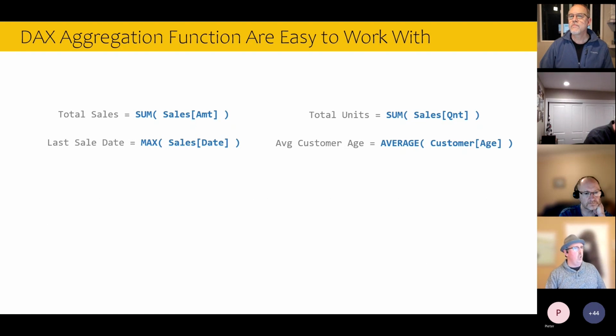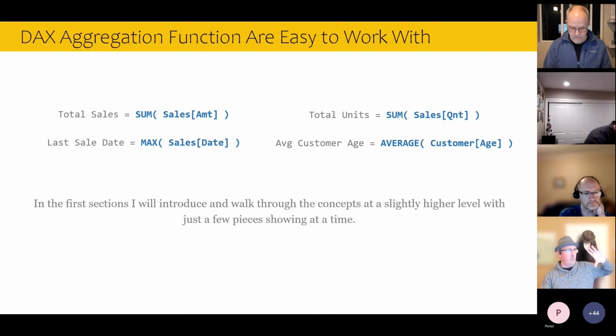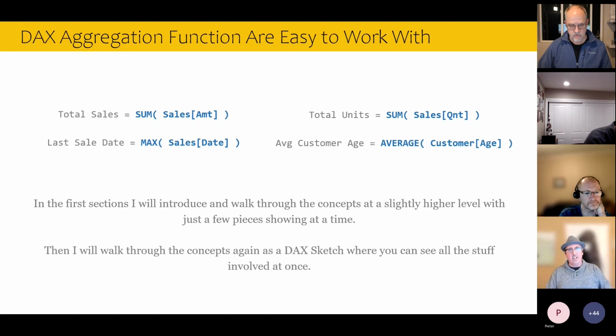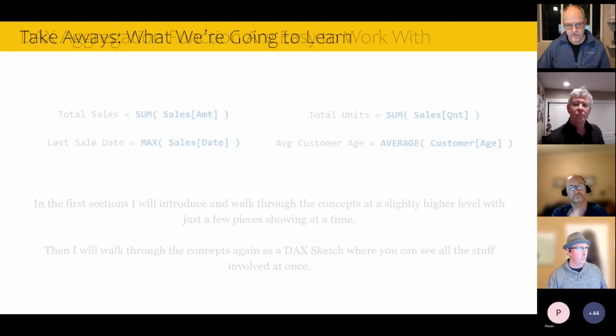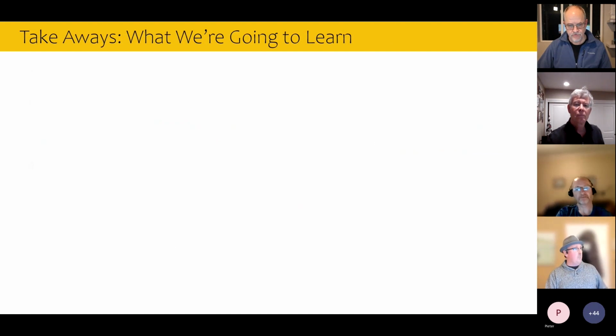Okay, so in the first section, we're going to kind of do the same thing twice. In the first section, I'm going to introduce the concepts at a slightly higher level, and I'm just going to show a couple pieces at a time. Then after I've done that, I'm going to circle back and do the exact same thing again, but I'm going to do it as what I've been calling a DAX sketch, where I keep all the pieces of the board on the screen at once so you can really just see everything. So we're going to do the exact same thing twice so you can really get a sense of how it works.